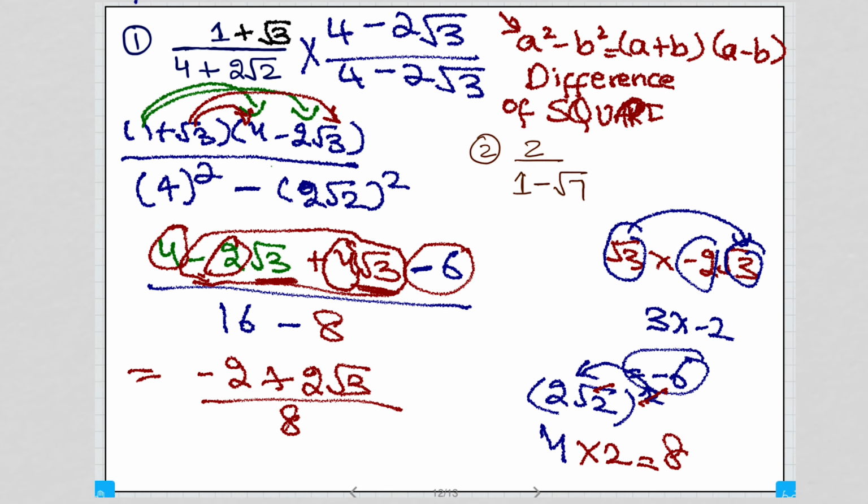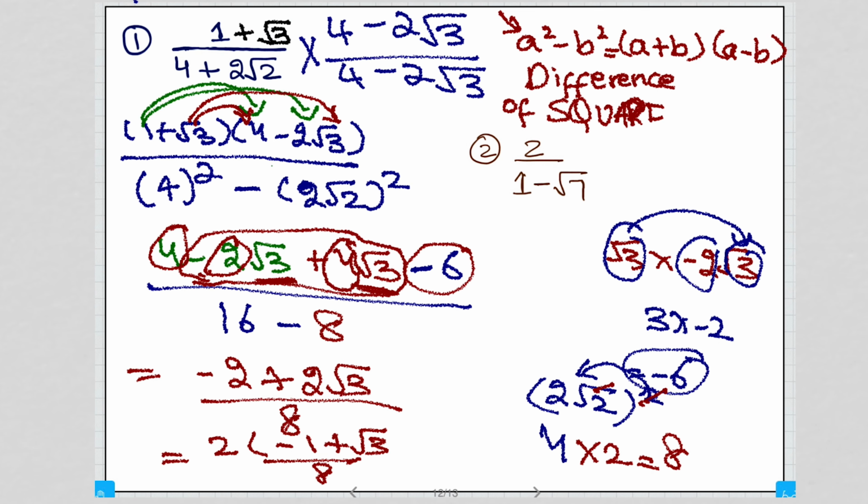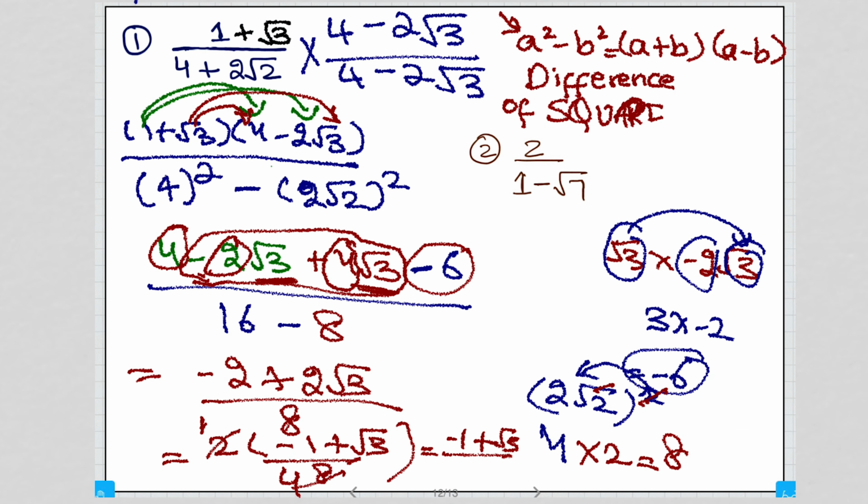After that, you can simplify it. If we can factorize it, the top part, take 2 common. It leaves us with minus 1 plus root 3 over 8. And now 2 and 4, we can simplify it. 2 times 1 is 2, 2 times 4 is 8. In next step, the answer would be minus 1 plus root 3 over 4. So that's how you do it.